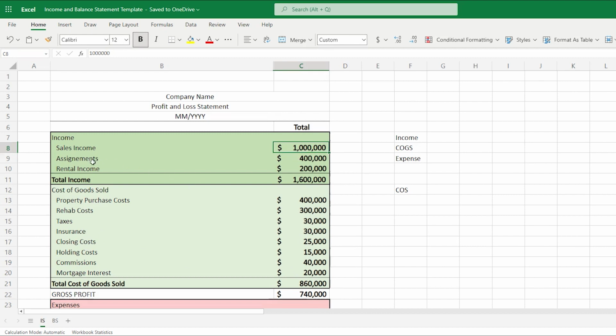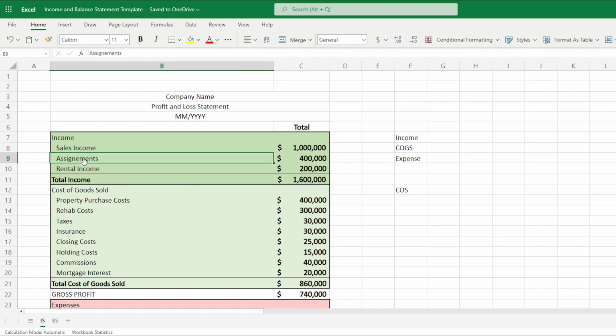All right. Now let's go to assignments. Assignments, pretty much there's no cost of goods sold there. Right, with an assignment of a contract, because we never executed the contract, so meaning we never actually had to buy anything. We basically sold the rights to the contract, right?